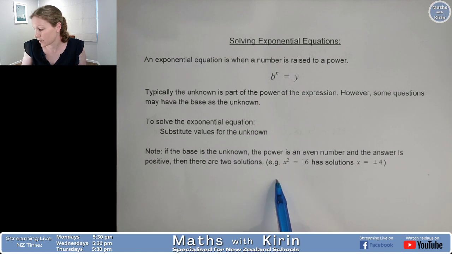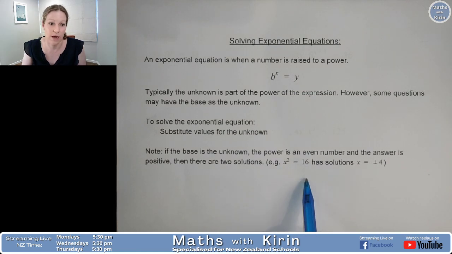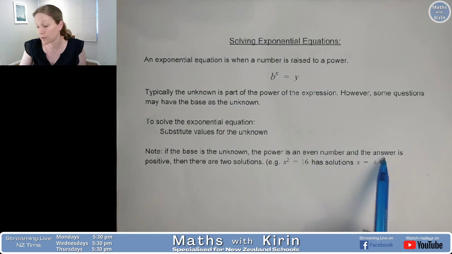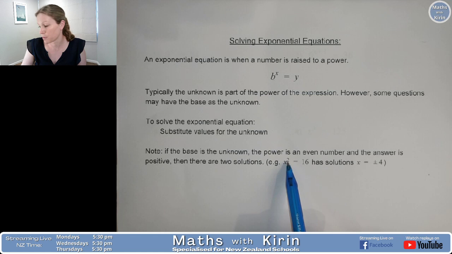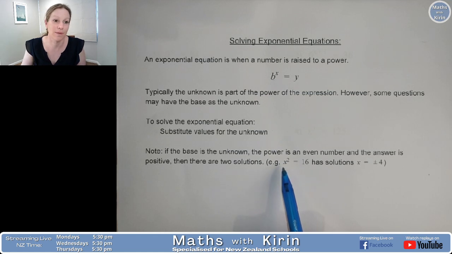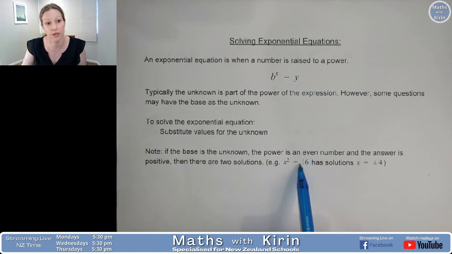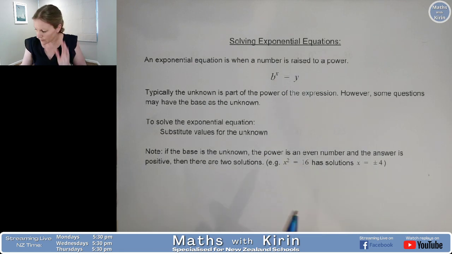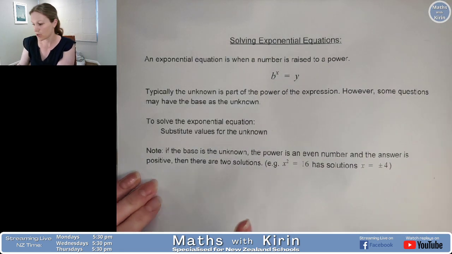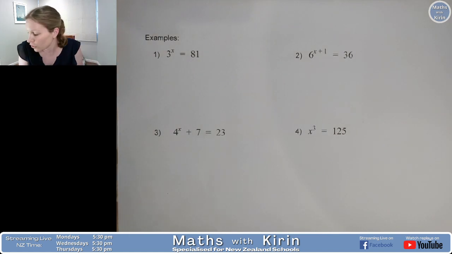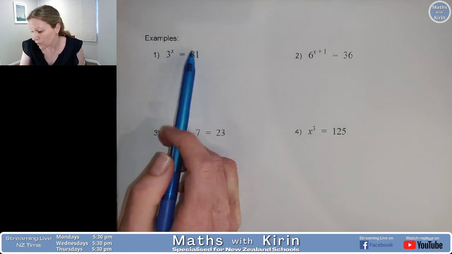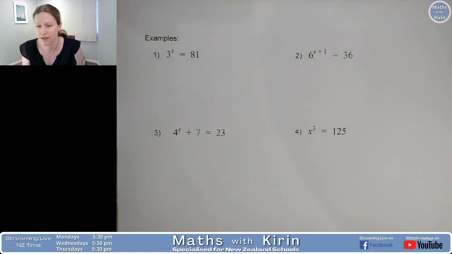Likewise, if you had x to the power of 4 equals a particular number, you would still have those two solutions, because if you have a negative and multiply it by itself an even number of times, you still get a positive. So that's just something to note. We've got some examples to go through, of different degrees of difficulty. For this first example, we've got 3 to the power of x is equal to 81.